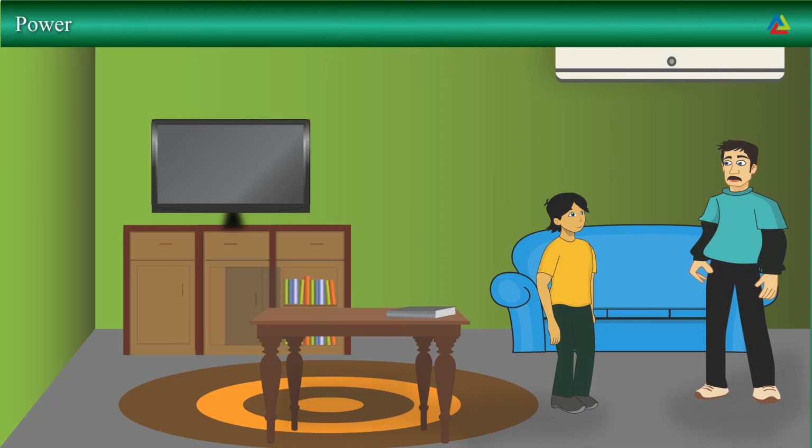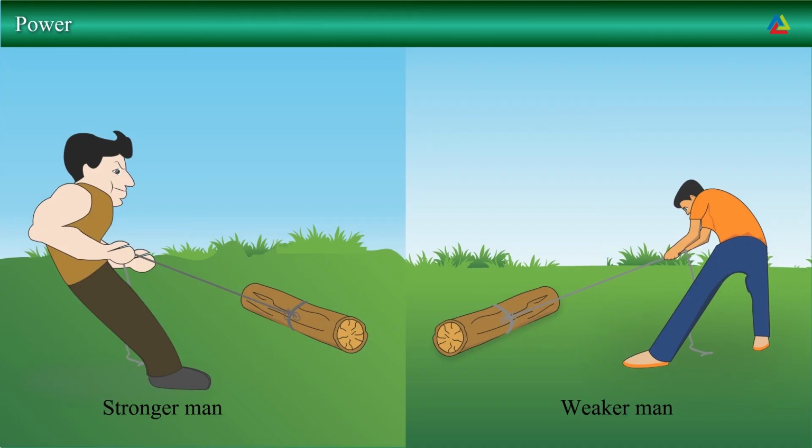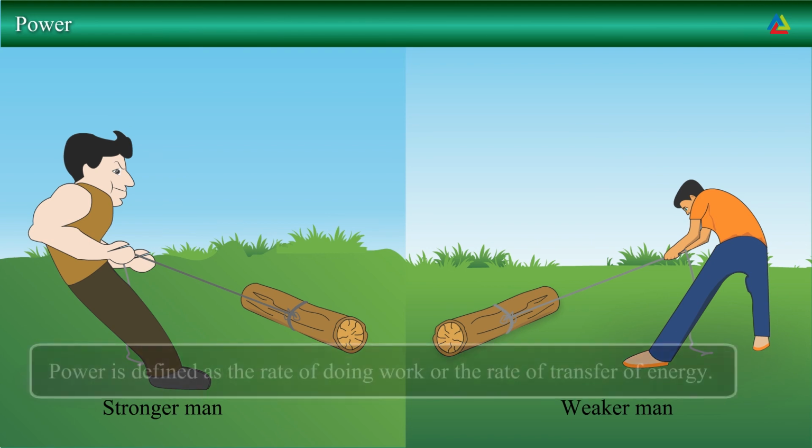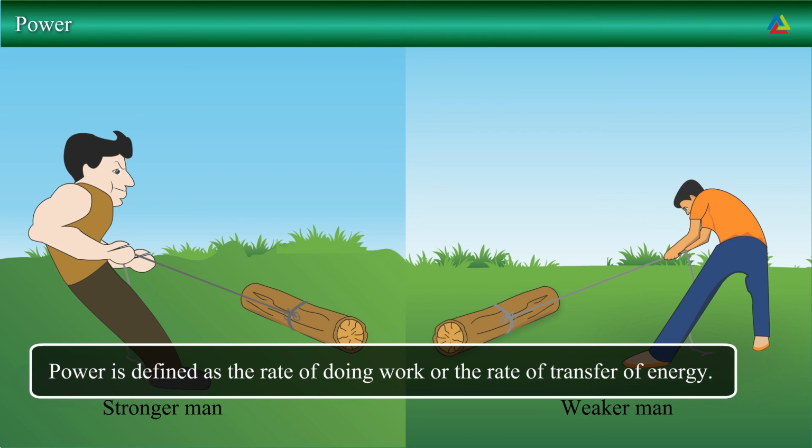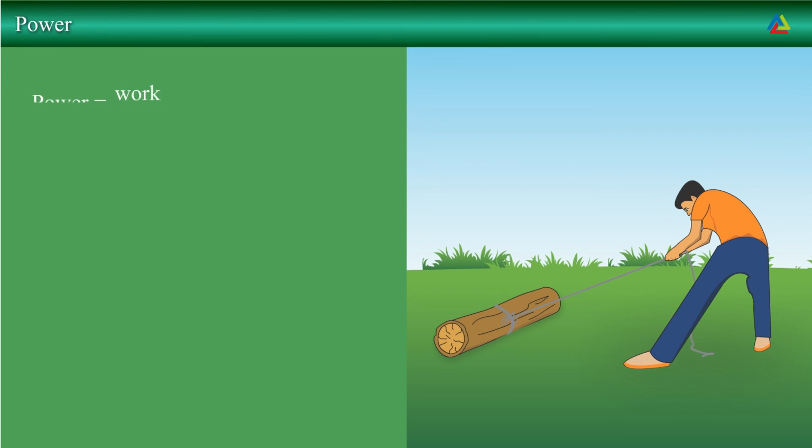At the same rate? No, it depends upon power. Power? What is that? Power measures the speed of work done. That is, how fast or slow work is done. The stronger man can pull the log faster than the weaker man. Hence, we say that the stronger man has more power than the weaker man. Power is defined as the rate of doing work or the rate of transfer of energy. If W work is done in time T, then power is given by work divided by time.